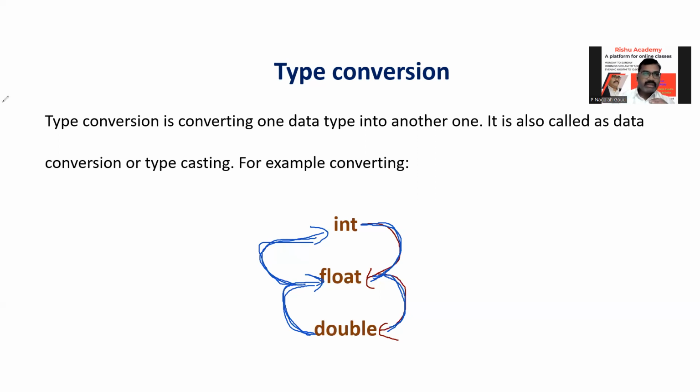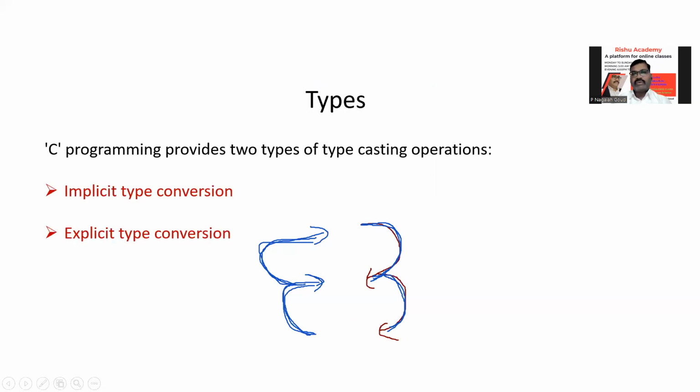There are two types of data conversion. The first one is implicit type conversion. Second one, explicit type conversion. Implicit type conversion and explicit type conversion. Let's look at what is implicit, what is explicit.